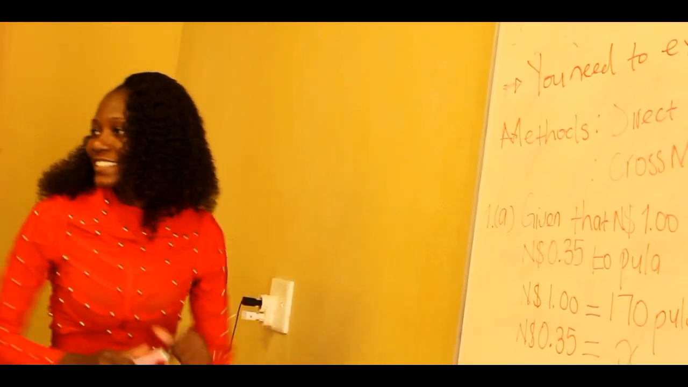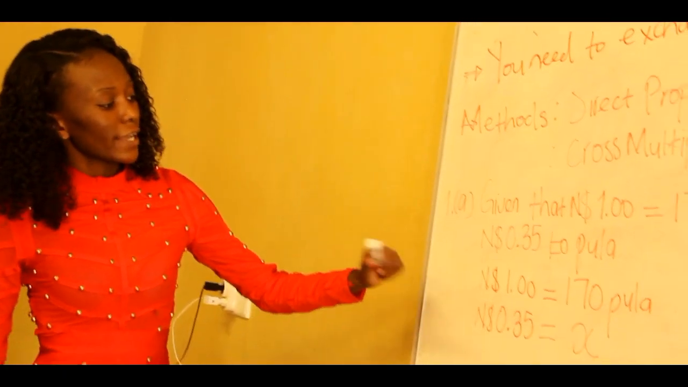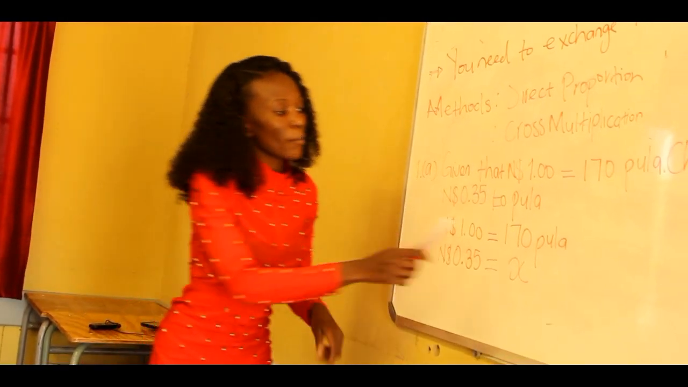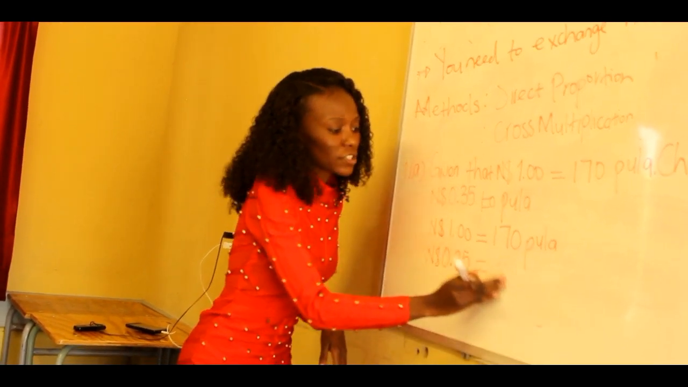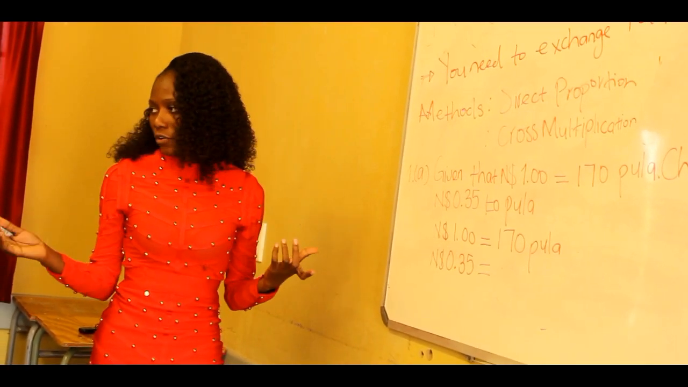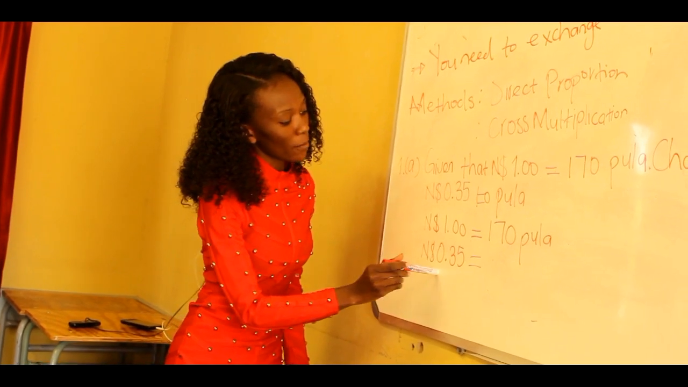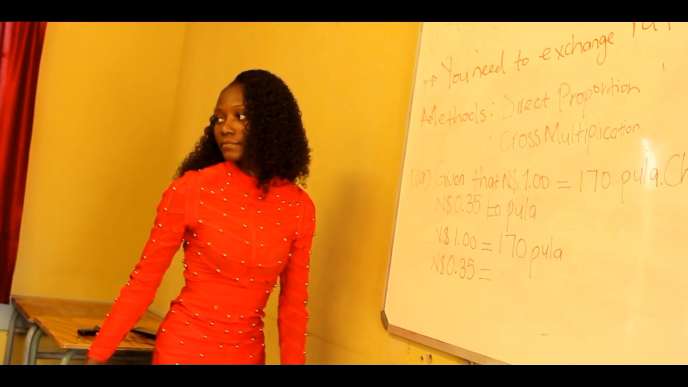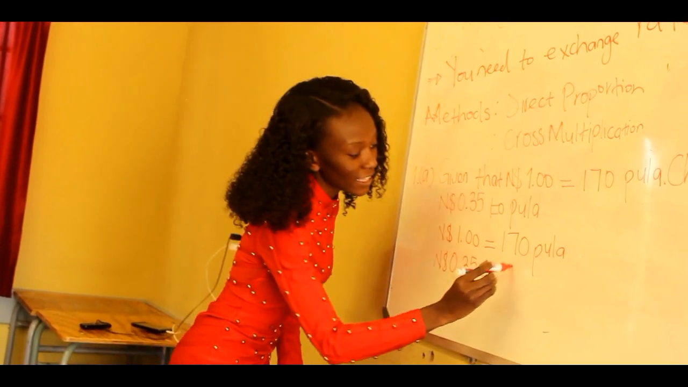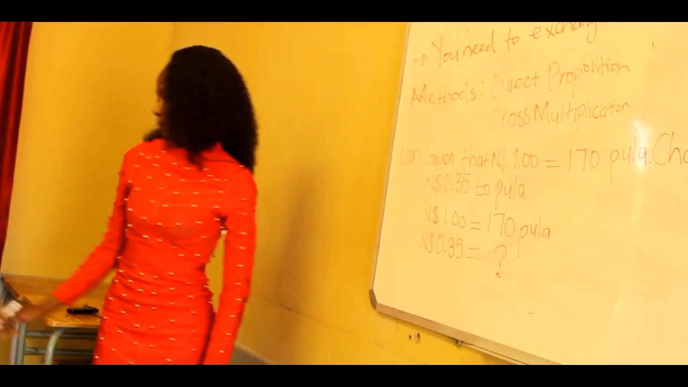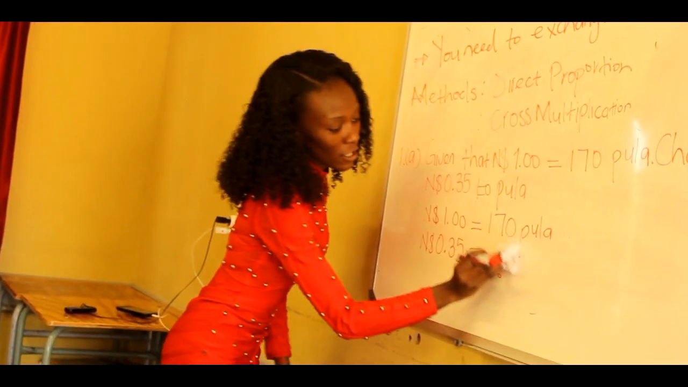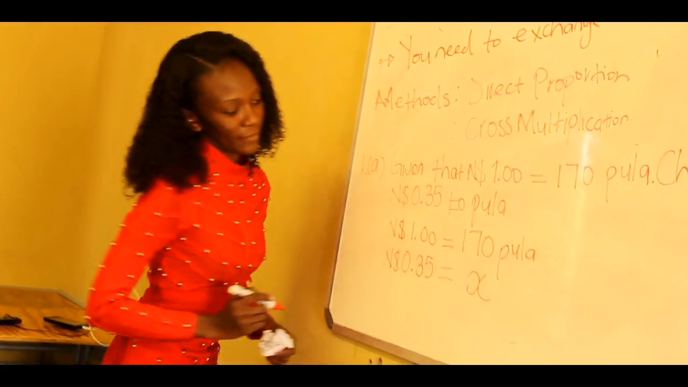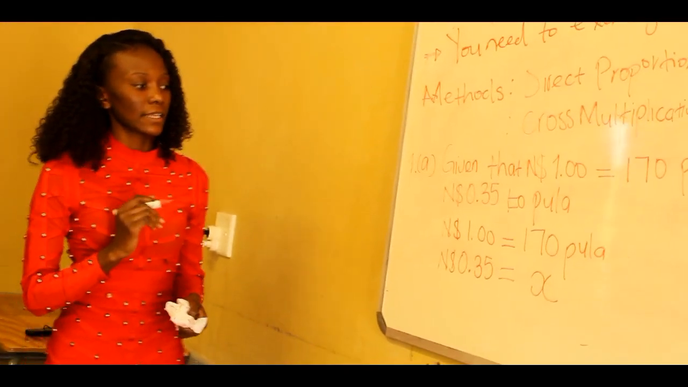Can you see what I did? Direct proportion, all the same units on the same side. Namibian dollars on the side of Namibian dollars, Pula on the side of Pula. So now do you know what we are looking for? We want to find out how many Pula 35 cents of Namibian dollars is equal to. You see, our question mark is here. This is what we need to find out. So, to make your calculation easier, you just place an X there.